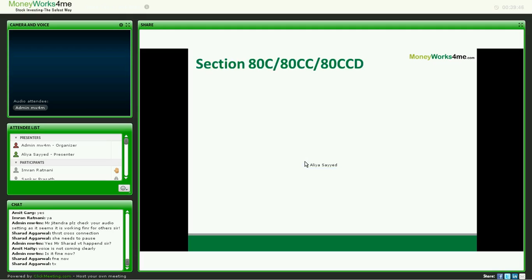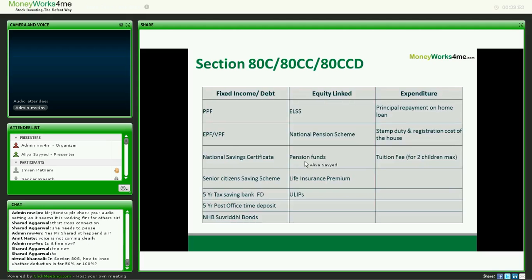So the first one, 80C, 80CCC, and 80CCD, which is your slew of investment and expenditure options. Like I was telling you, you should bear in mind your risk profile, and that's why I have categorized the saving options into these streams of fixed income or debt, equity linked, and expenditure.